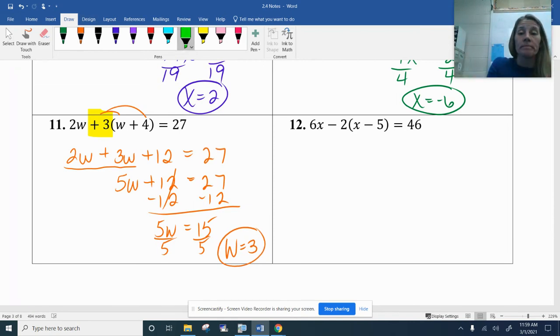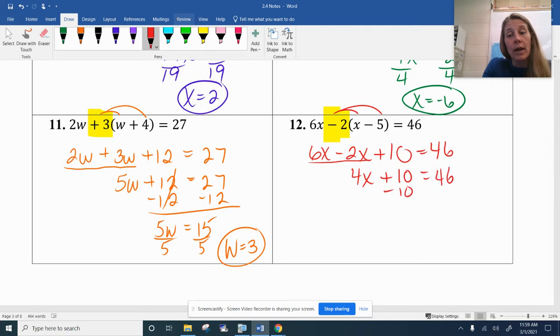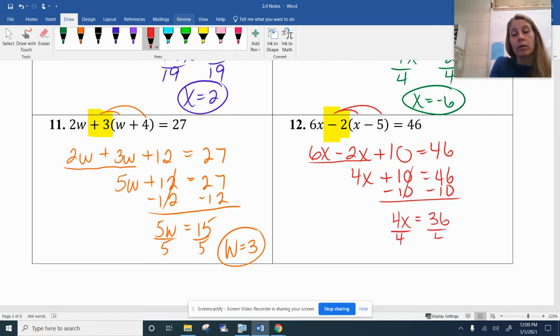All right, next one. This time, once again, we have that negative value that's going to be distributed, so that's going to affect our signs here. So we have our 6x, and then we have minus 2x. But be careful, because we're distributing a negative 2 to the negative 5, which will give us a positive 10. Combining our like terms gives us a 4x. Subtracting the 10. And then dividing by 4, which is 9.